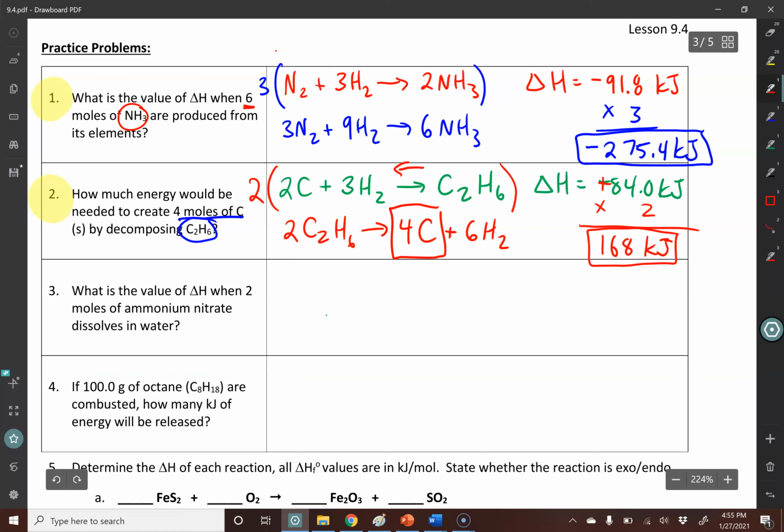All right, and that's kind of the gist of it. Question 3 has you doing kind of similar calculations, except for a physical process, dissolving ammonium nitrate. And question number 4 is a little bit trickier. It's going to try to pull in some stoichiometry in addition to thermochemistry. So give those a shot.